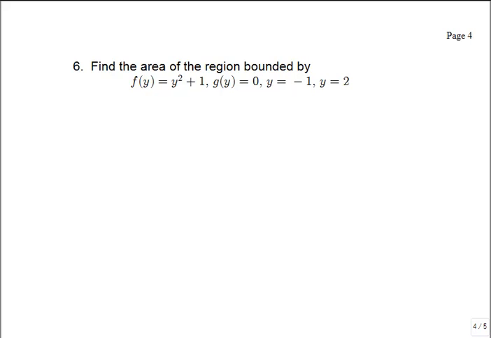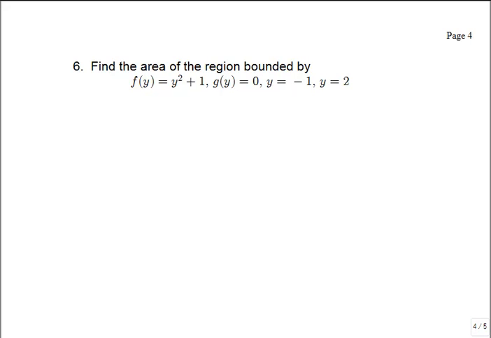Find the area of the region bounded by f of y equals y squared plus 1, g of y equals 0, y equals -1, and y equals 2. So this problem is a little bit different because instead of your normal function notation, which we're used to seeing as f of x equals something in terms of x, now we have f of y equals y squared plus 1, for example.